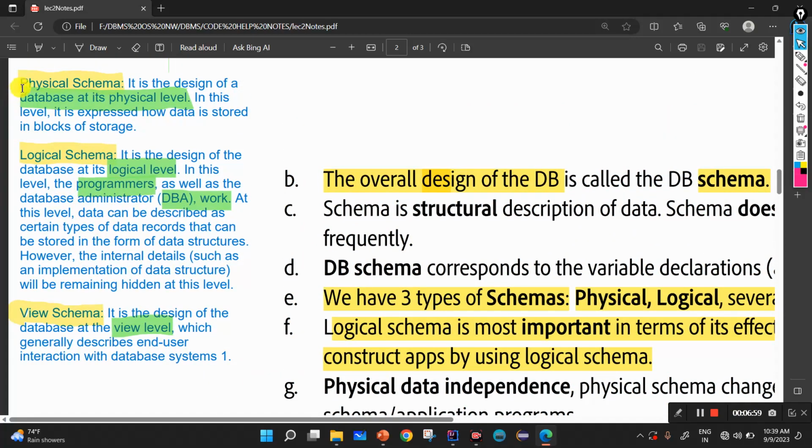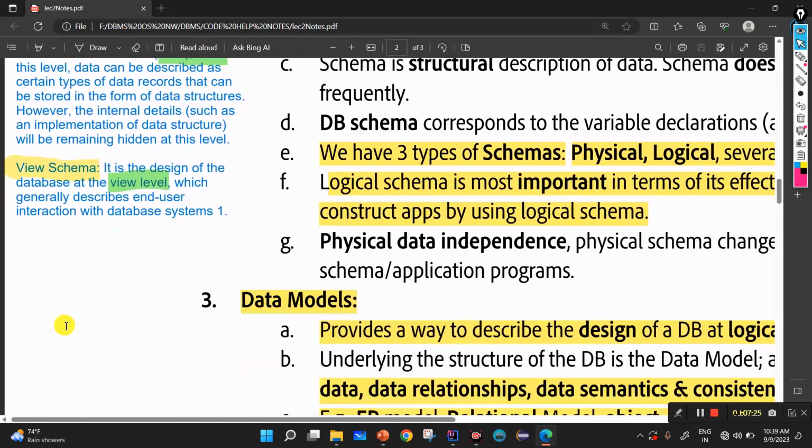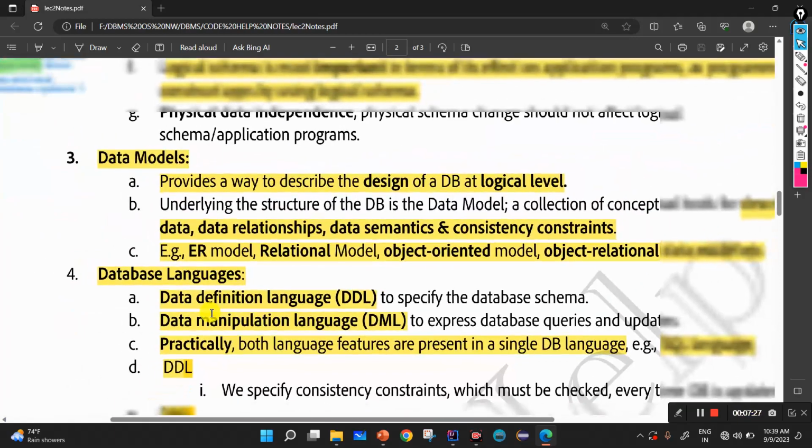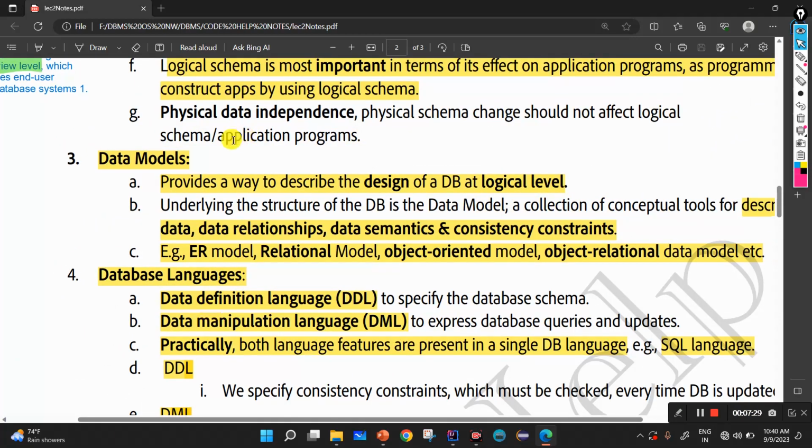So in simple words, I will explain. Physical schema means it is present at the physical level. Logical schema is present at the logical level. View schema is present at the view level. So the structure or design at the physical level is called physical schema. The design of the DB at its logical level is called logical schema. The design of the DB at the view level is called view schema. Very simple. Got it?